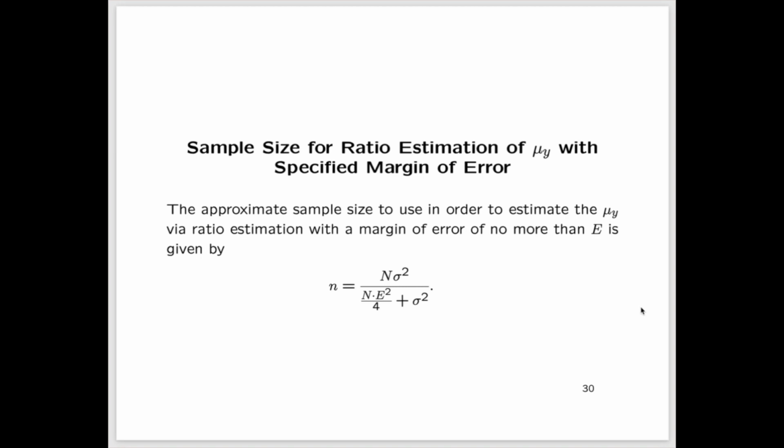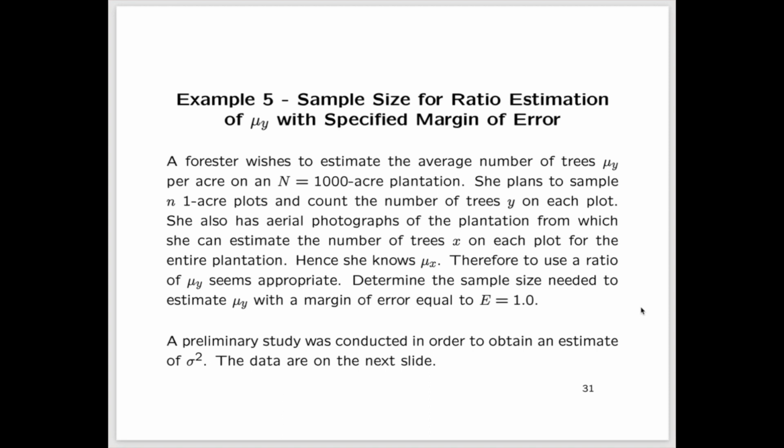All right, now let's look at determining the sample size for ratio estimation of the actual population mean of the y's with a specified margin of error. The approximate sample size to use in order to estimate the population mean mu sub y via ratio estimation with a margin of error of no more than e is given by the formula little n equal to cap N times the population variance divided by cap N times the square of the desired margin of error divided by 4, plus the population variance. All right, so let's look at an example.